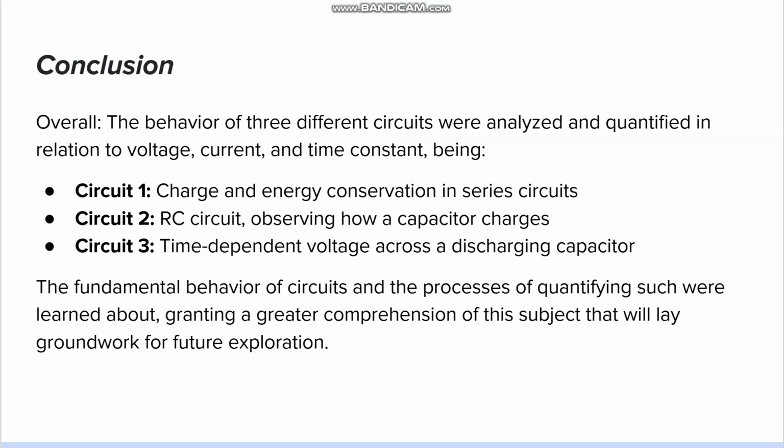In conclusion, the behavior of three different circuits was analyzed and quantified in relation to voltage, current, and time constant, being Circuit 1, Circuit 2, and Circuit 3. And the fundamental behavior of circuits and processes of quantifying such were learned about, granting a greater comprehension of this subject.